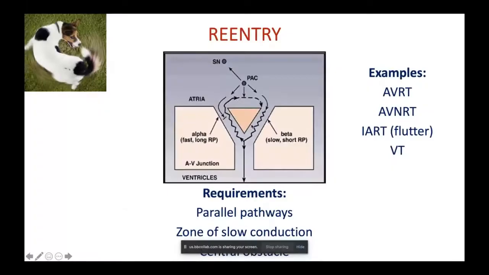Where electricity cannot short or bypass across that central obstacle. So in reentry, what happens is electricity or current flows down one pathway, then the other pathway, which is slower, it takes time for it to go back up. And then by the time it turns around and comes back to the first pathway, because it took forever to get back up, this pathway says, all right, come on down. And so it accepts it. And then you go round and round and you form a loop. And that is classic reentry.